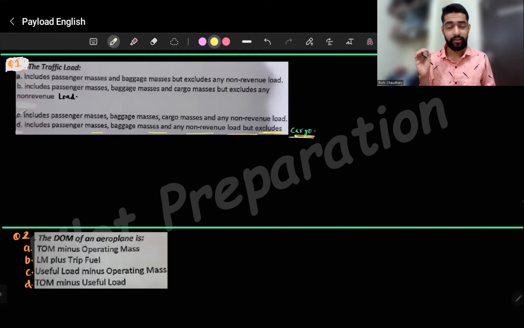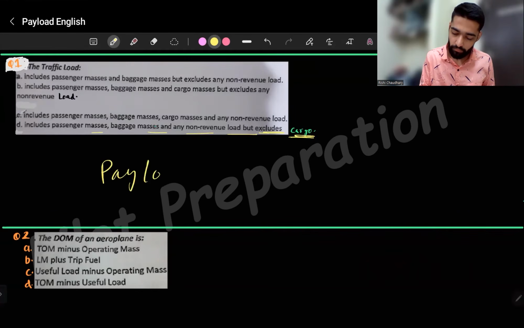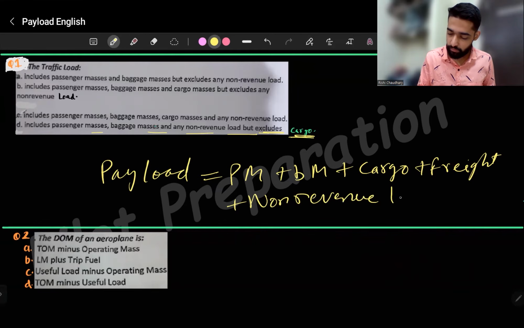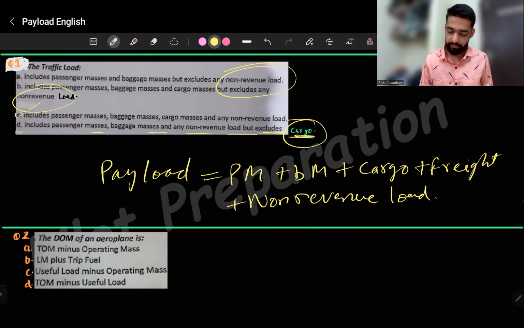So these are 4 options. You can pause and write your answer in the comments, or I will directly say the answer. The answer is that the traffic load is nothing but payload. And payload includes passenger mass, baggage mass, plus cargo, plus freight, and non-revenue load as well. So it is not excluding any non-revenue load. It is not excluding cargo. So here, this will be the answer, option C. Payload includes everything.